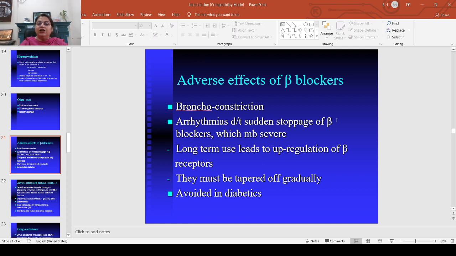Because of long-term use, it leads to upregulation of beta receptors. Because of this reason, beta blockers should always be tapered off gradually over days, weeks. The beta blockers are avoided in diabetics. We have discussed it causes hypoglycemia, and the signs and symptoms of hypoglycemia are masked, which can be dangerous.